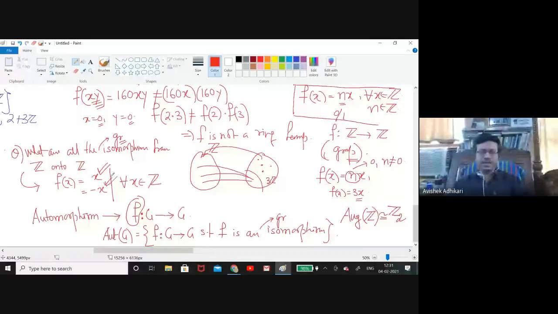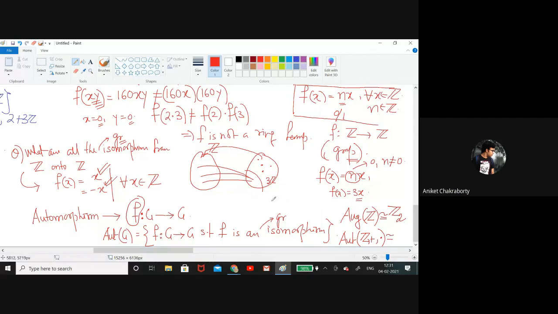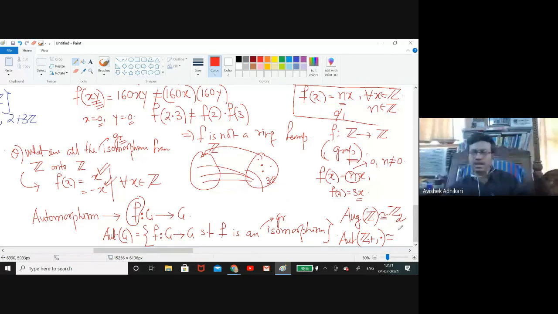Now, if I just change the same question, the automorphism of the ring Z. So this is now the ring. What will this look like? It must be a trivial group, only the identity. This is the trivial group, only the identity element.